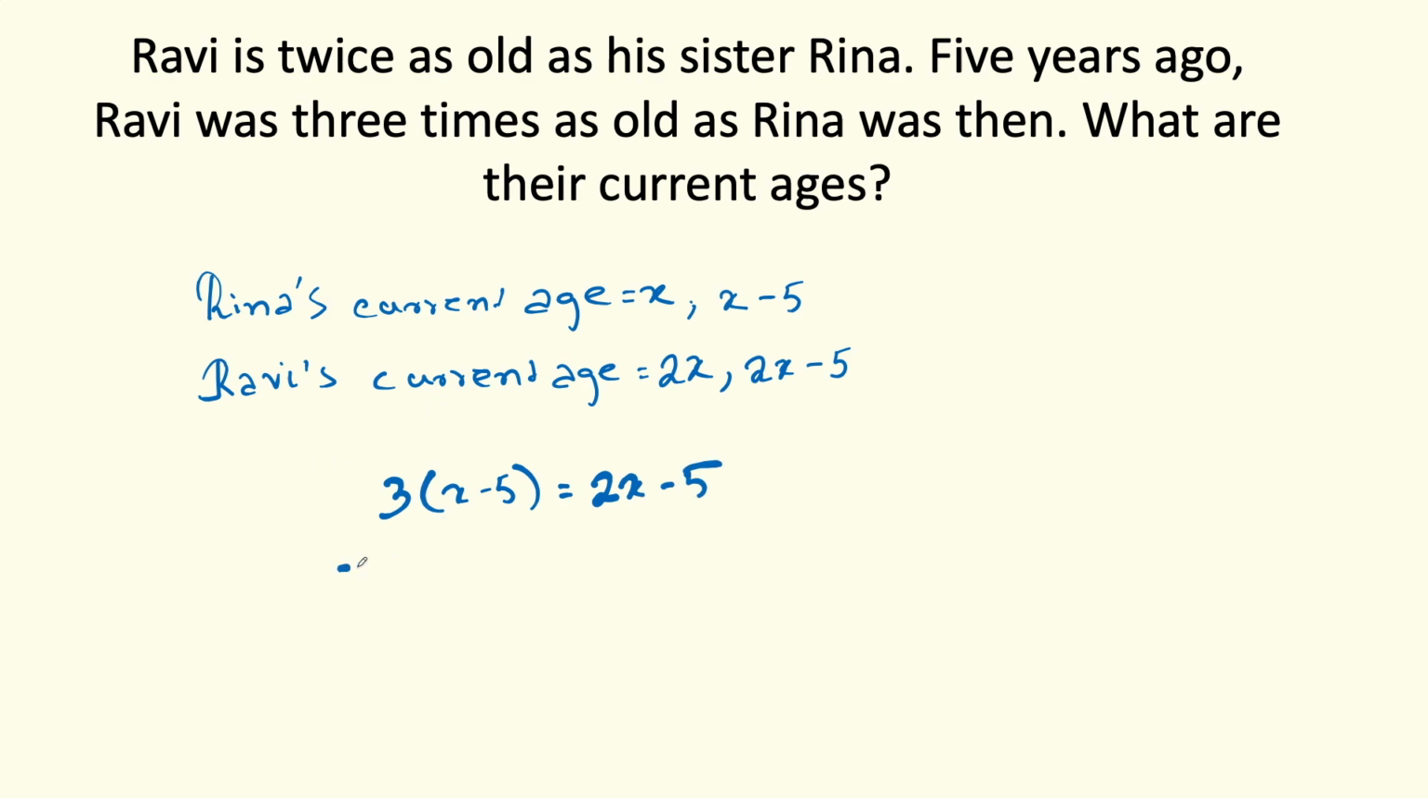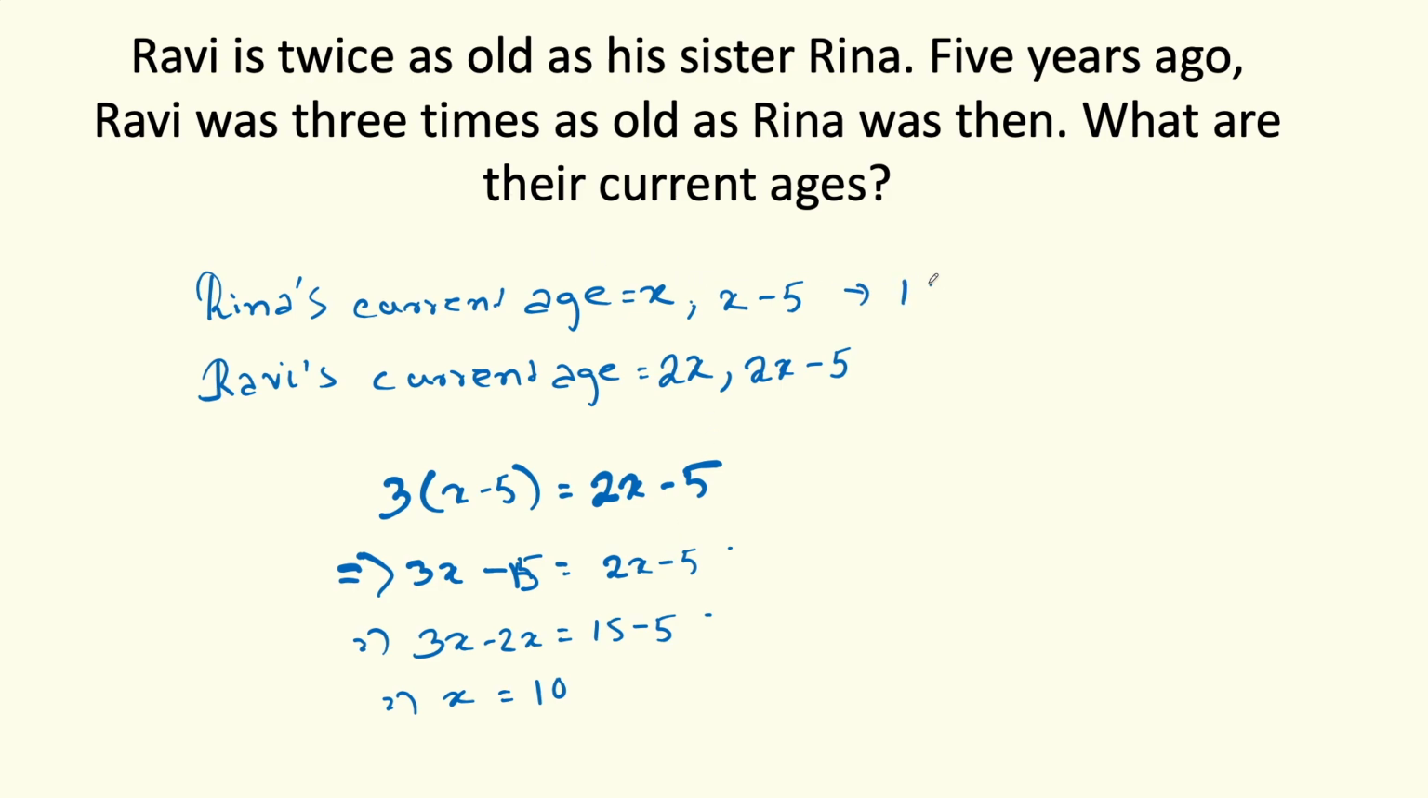Now, if I simplify this equation, thrice x minus 15 equals twice x minus 5. Now, thrice x minus twice x is equal to 15 minus 5. Hence, x is equal to 10. So, Reena's current age is 10 and Ravi's current age would be 2 into 10, which is 20.